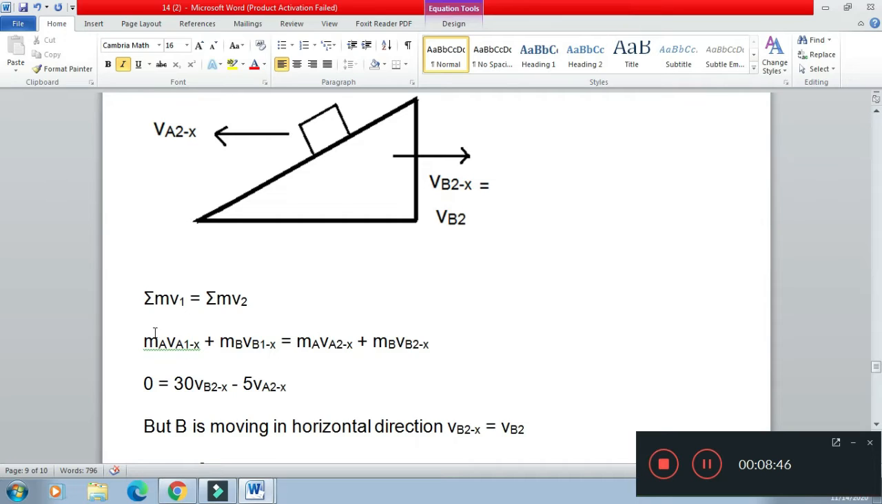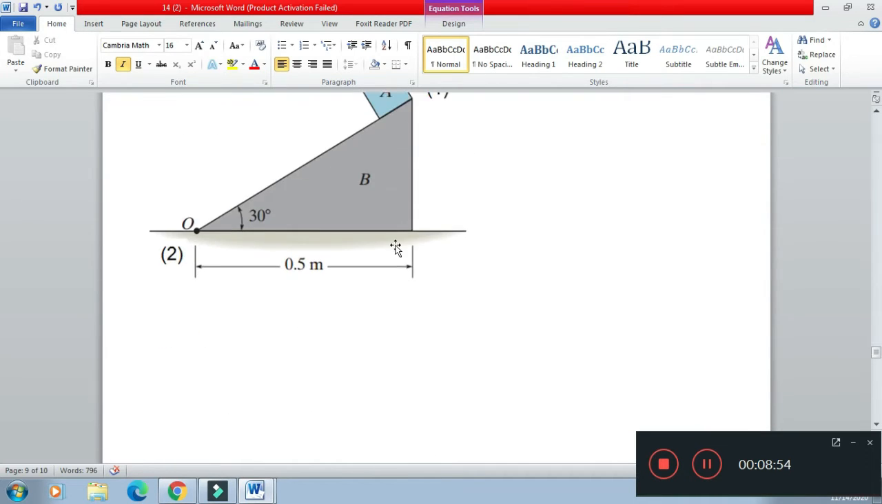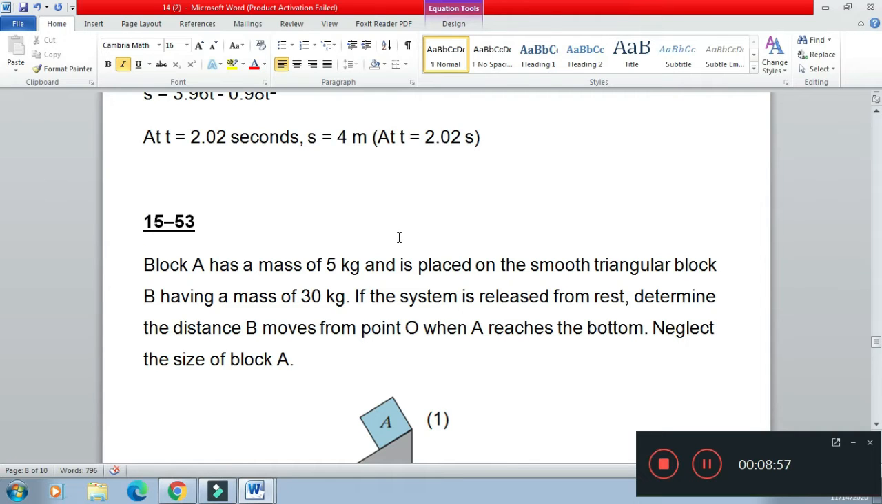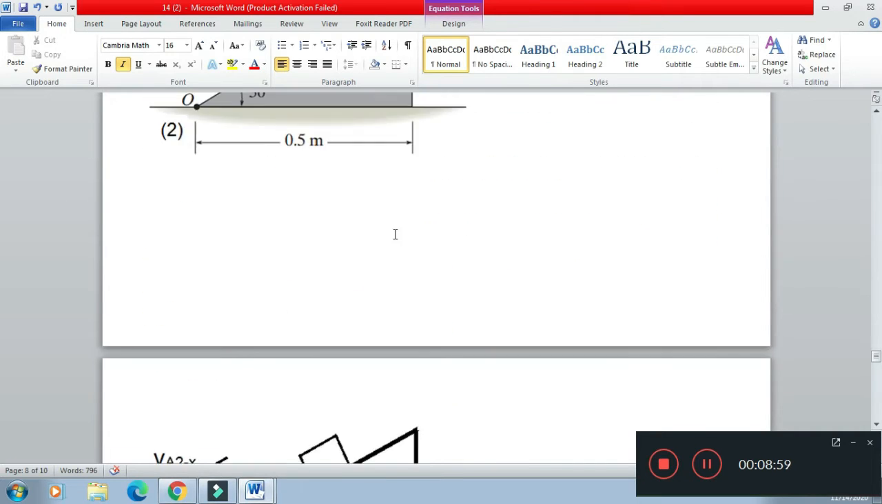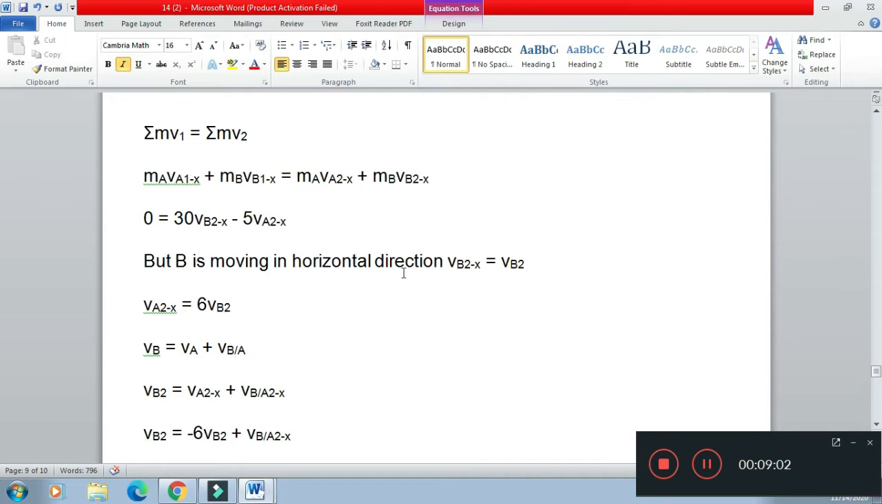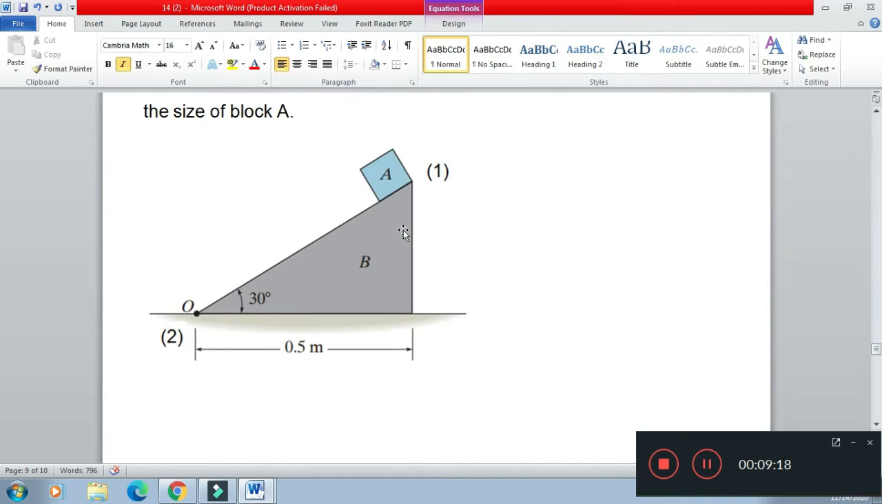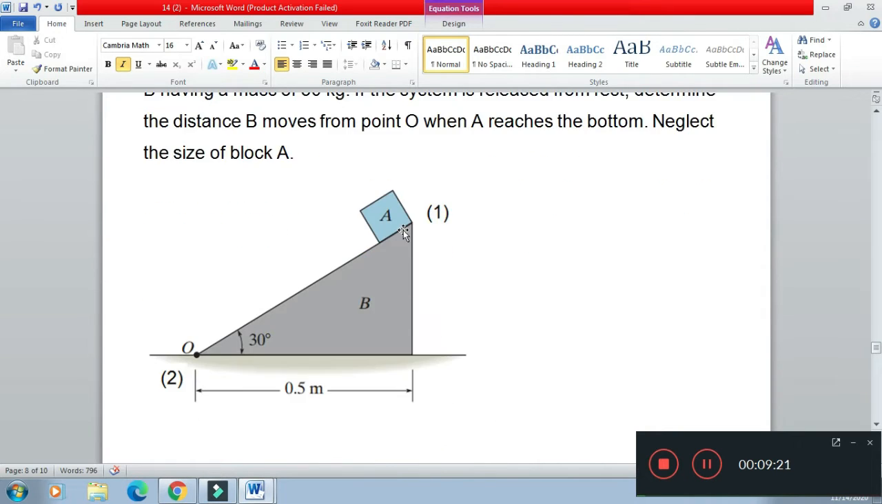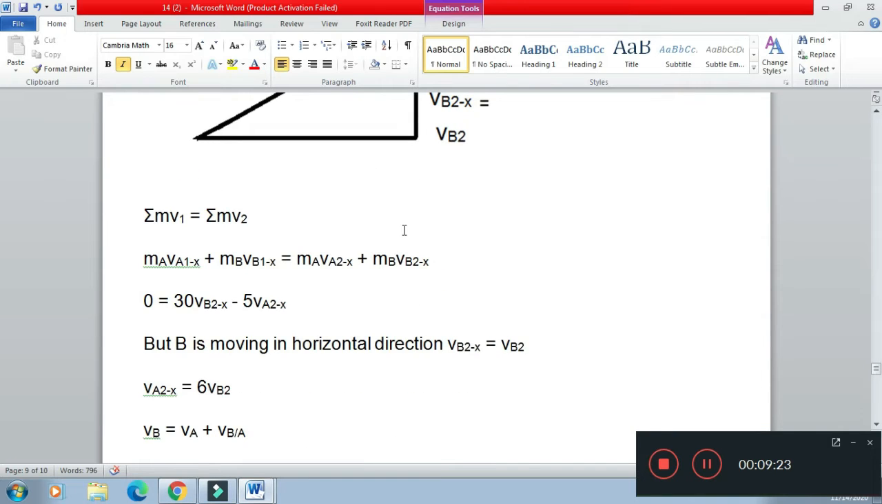Initial velocity for block B and block A is 0. We are performing calculations in x direction since the blocks were at rest. The initial momentum is 0, so the left hand side of the equation becomes 0. Mass of block A is 5 and B is 30.